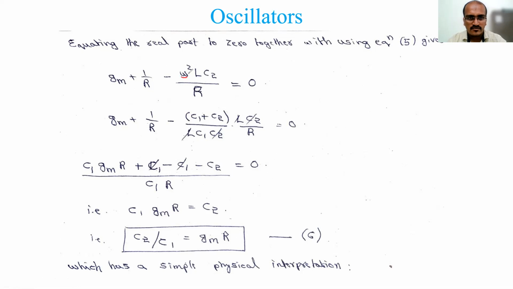Here we first substituted omega square by equating the real part to 0, and this is the frequency, C1 plus C2 by L C1 C2. Then we cancelled out and what remains is C1 into R. So Gm is there and the C1 into R.